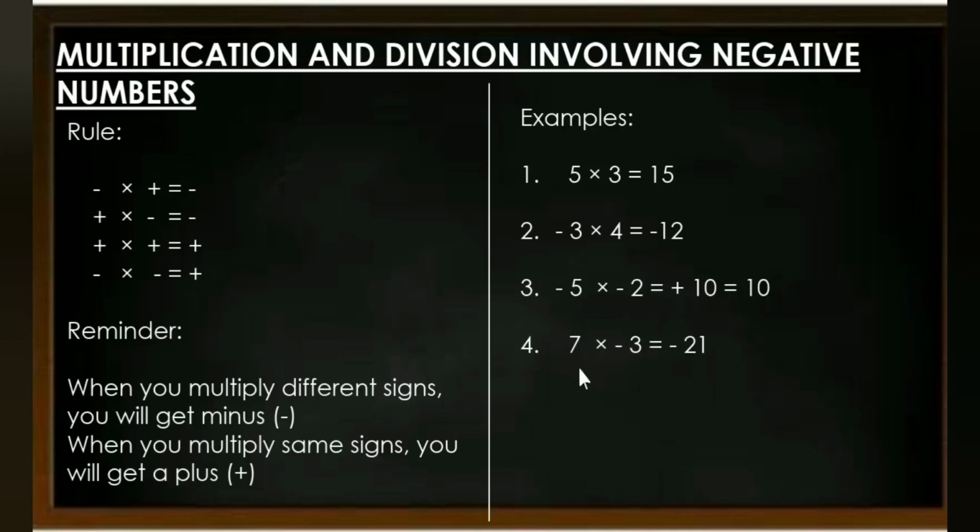How about this one? 7 times minus 3 is the same thing. Invisible plus times minus will give us minus. 7 times 3 will give us 21.